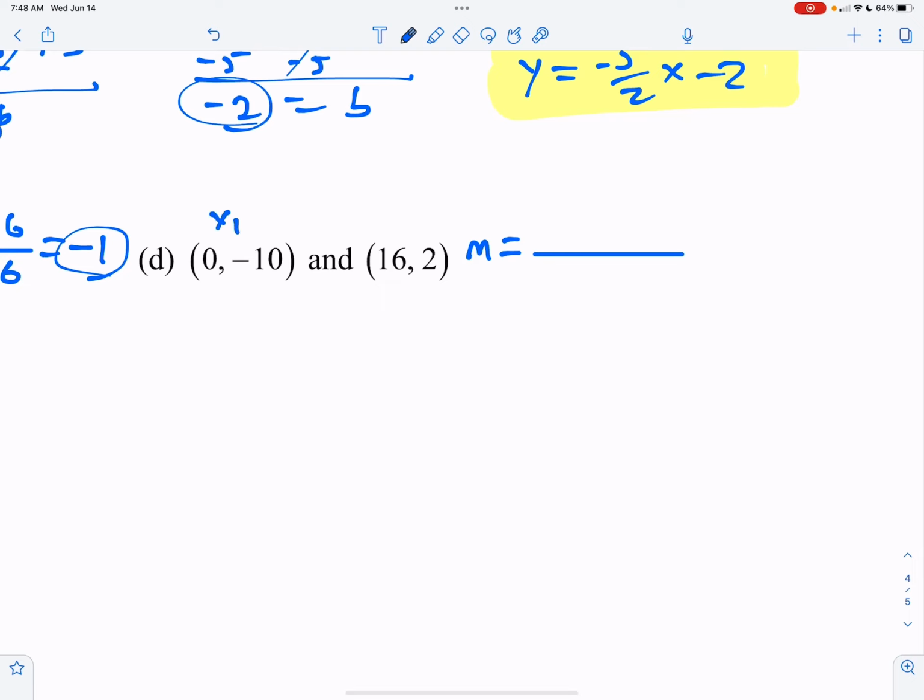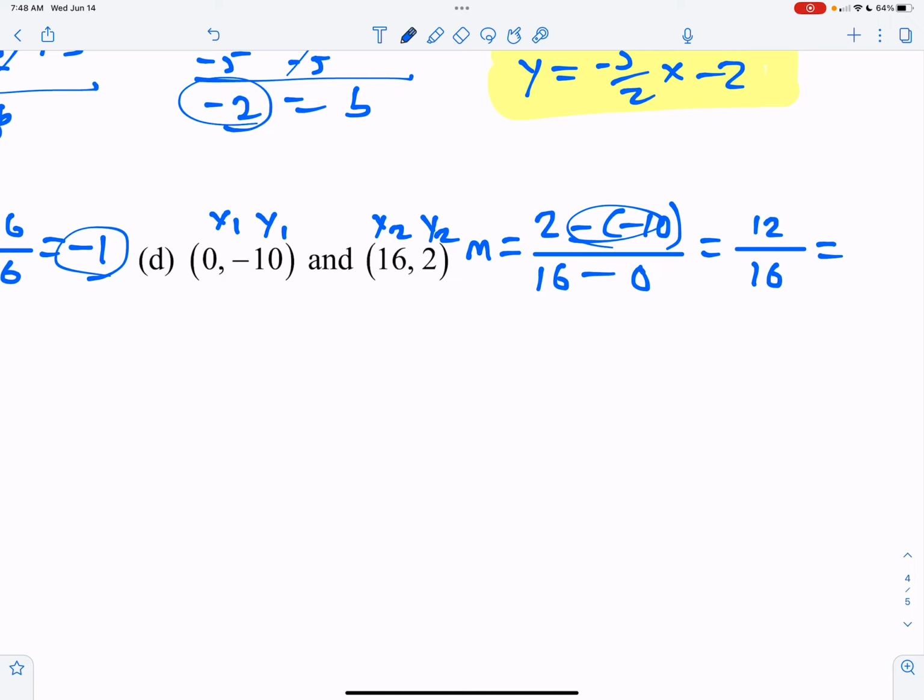Okay, again, x1, y1, x2, y2. We're going to go y2, that's 2 minus negative 10, over 16 minus 0. So 2 minus a negative 10 is 2 plus 10, or 12, over 16. Now, the number 4 goes into both of these evenly and reduces this. 4 goes into 12 3 times, 4 goes into 16 4 times. That reduces to a slope of 3/4.